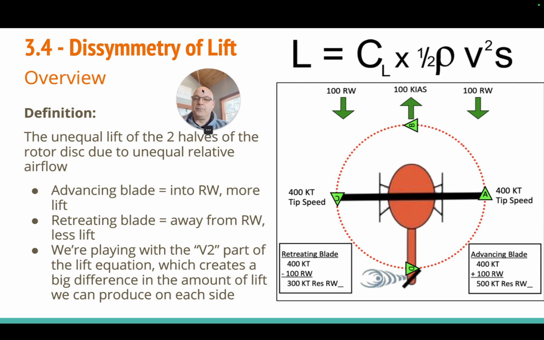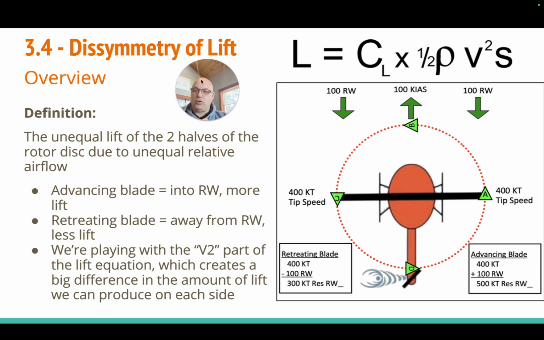We learned about the equation earlier in a couple of sessions, and although you won't be doing these calculations in the flight itself, the principle of dissymmetry of lift is something that you need to understand. The definition of it is the unequal lift of two halves of the rotor disc due to unequal relative airflow. So I want you to concentrate on the picture on the right hand side. Again, the helicopter is facing upward, right? Let's call this the north. And the relative wind is coming straight at the nose. So forget about any crosswind. It's coming straight at the nose itself.